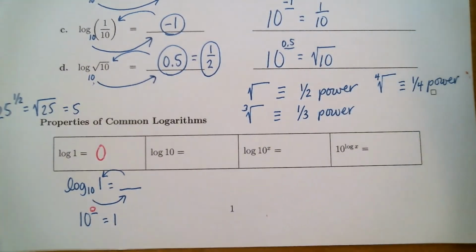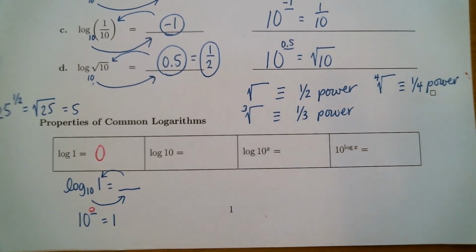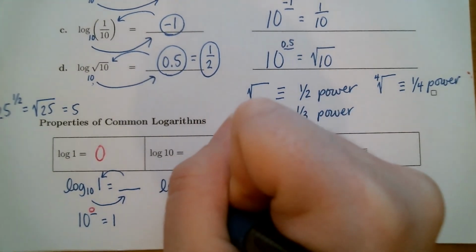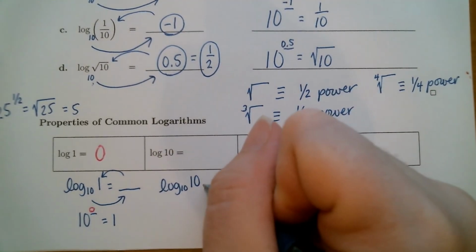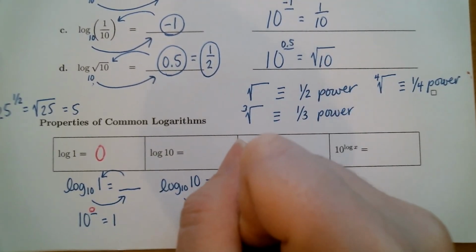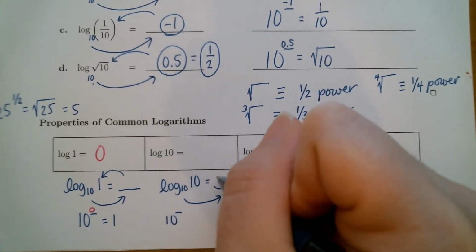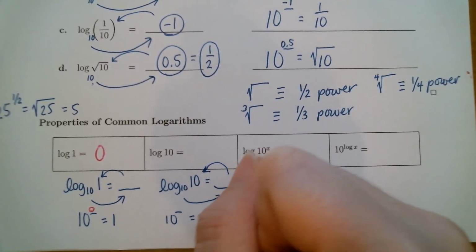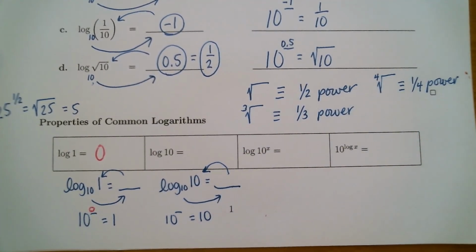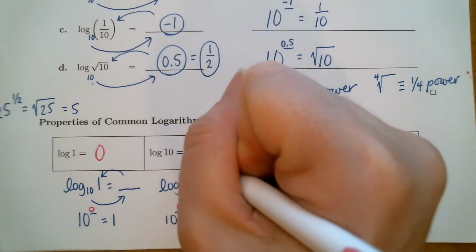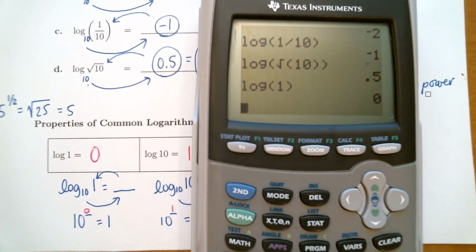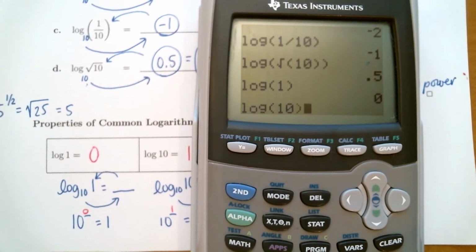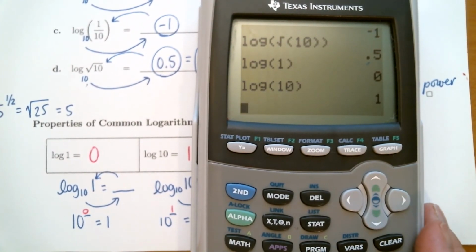Next one. What does the log of 10 equal? I'm going to write down my base. I'm just rewriting the statement with a base on it. All this is saying is, if I take my base, what power do I raise it to get this big number? 10 to what power gives me 10? Has to be the first power. Again, you can confirm this on the calculator. Like I said, if you forget these particular properties, you can figure it out on the calculator.